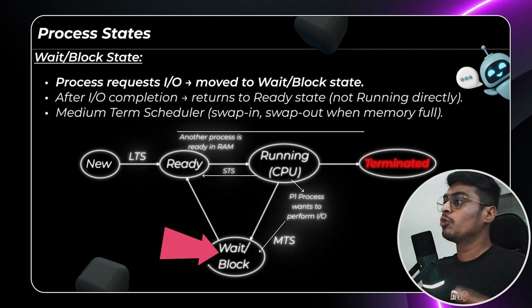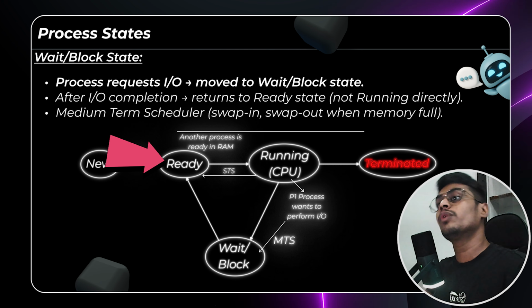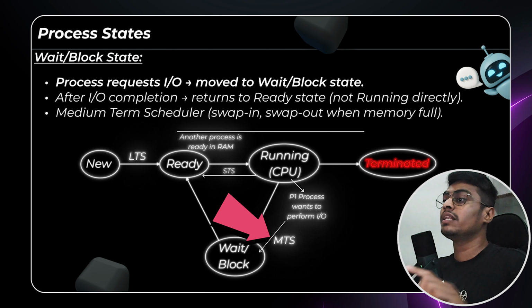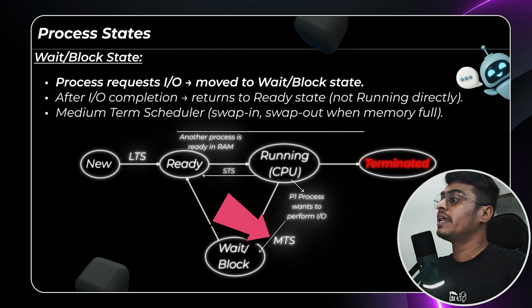state. When input output is completed, the process doesn't go directly to the running state. It goes back to the ready state and waits for its turn. The medium term scheduler. Here comes the medium term scheduler. It handles swap in and swap out operations when memory gets full.